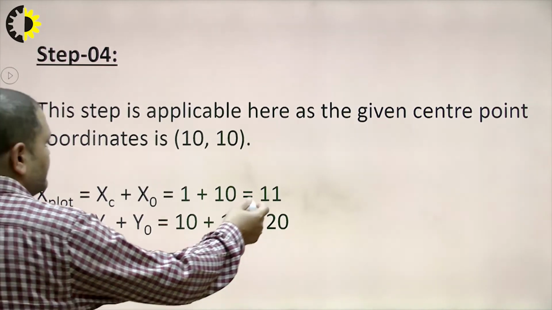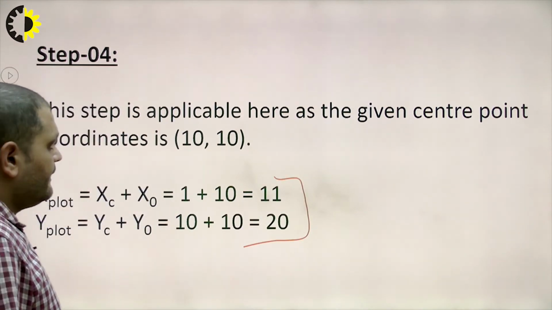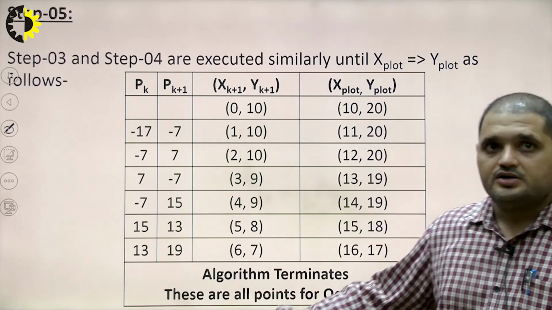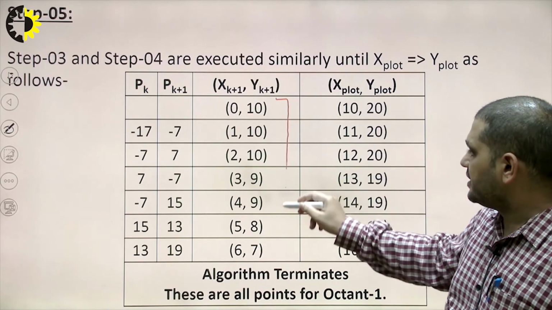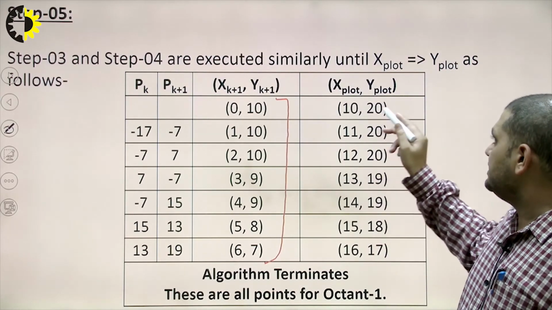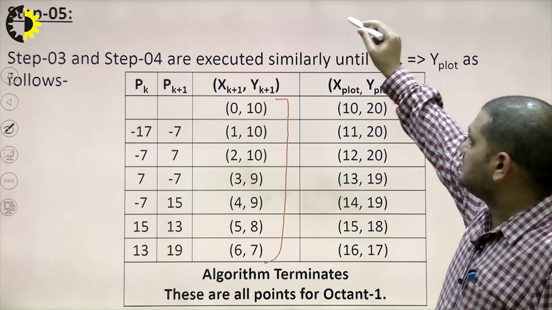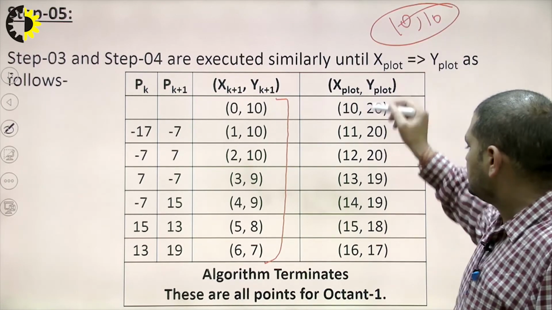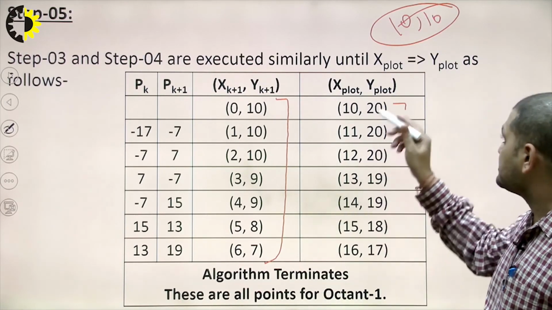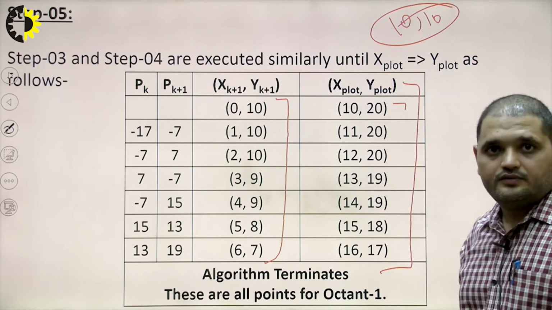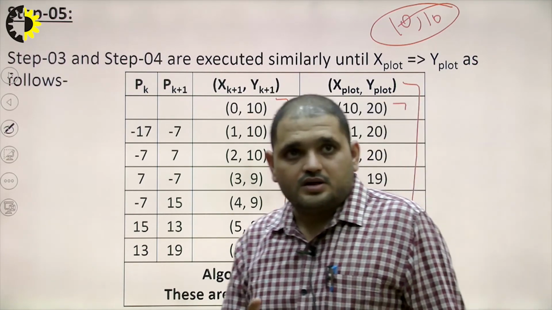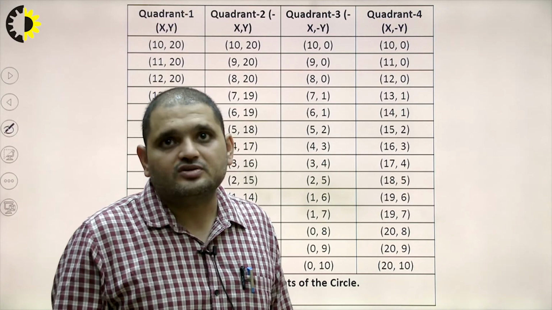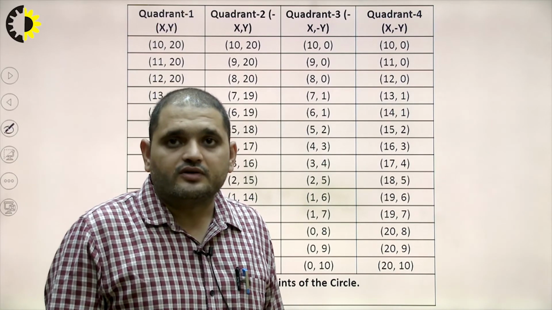We can calculate x plot and y plot by adding 10 to each point. So likewise we can draw our table here. These are the initial points which we found, and we added 10 to each and every point because the origin of the circle was at 10, 10. These are the actual points for plotting for one octant, and likewise we can find the points of the other octants also. So these are the points of coordinates, and we can draw a circle here.